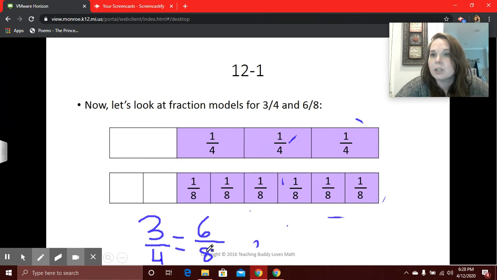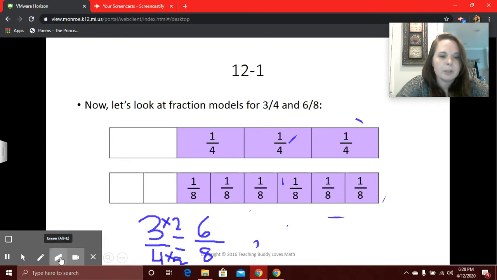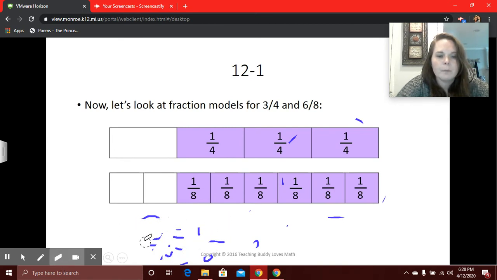So what number would you multiply your 3 by and your 4 by to get 6/8? If you say 2, you're correct. If you multiplied 3 times 2, that would get you to 6. And if you multiplied 4 times 2, that would get you to 8. So that would get me my 6/8. Good job. All right, let's go to our last slide here.